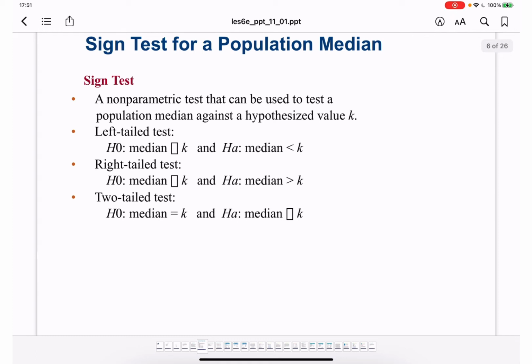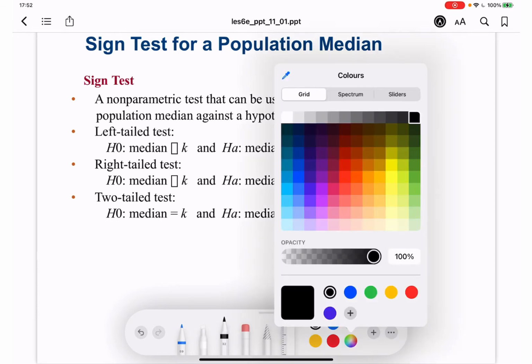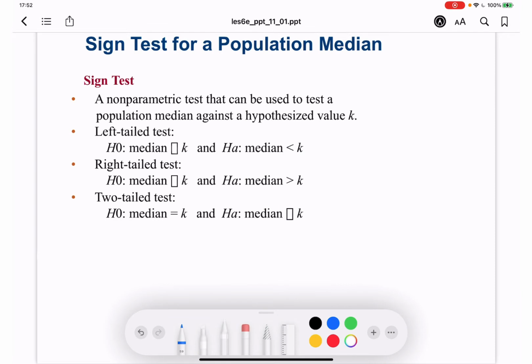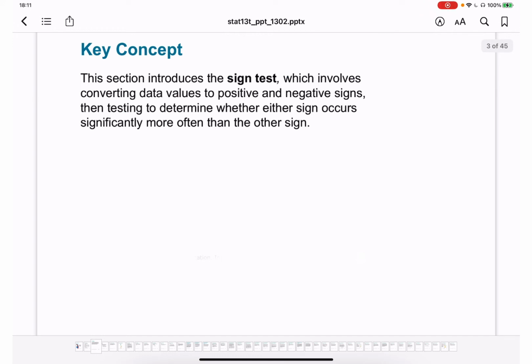So, the sign test is a non-parametric test that can be used to test a population median, right? Let me clean this. They missed the sign test. Okay, I'll add to it, no worries. So if the alternative is less than K, then the null is going to be greater or equal, right? If it is a right tail, greater than K, the null is going to be less or equal. And for two-tail, if the alternative is not equal, then the null will be equal. Okay, we understood that the non-parametric test is about hypothesis tests of the median. Now, what's the difference between them?